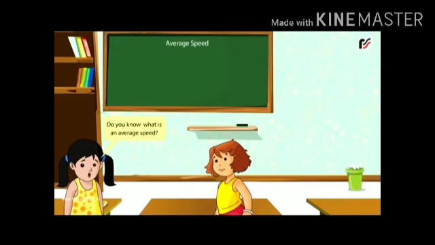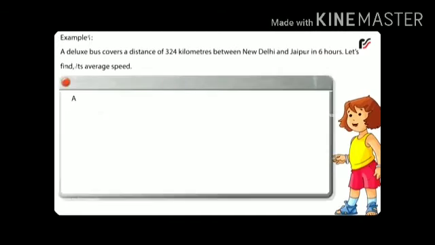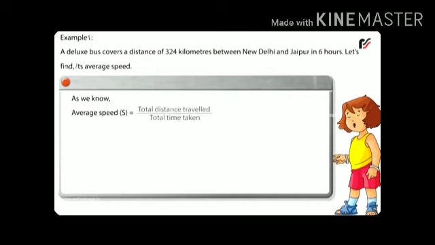Average speed. Do you know what average speed is? Yes, let me explain. Average speed, S, is equal to total distance travelled divided by total time. Example 1. A deluxe bus covers a distance of 324 km between New Delhi and Jaipur in 6 hours. Let's find its average speed. As we know, average speed, S, is equal to total distance travelled divided by total time, is equal to 324 divided by 6 hours, is equal to 54 km per hour.